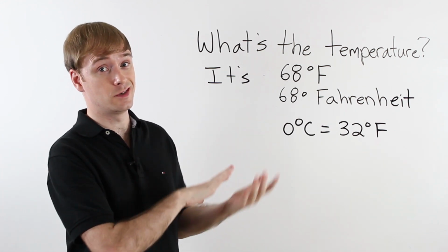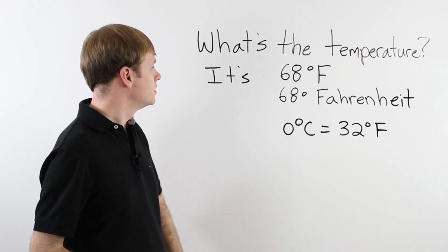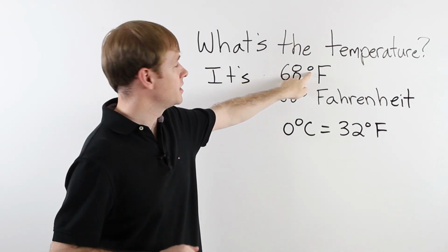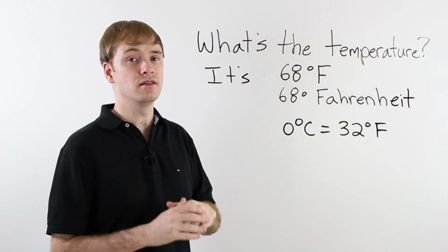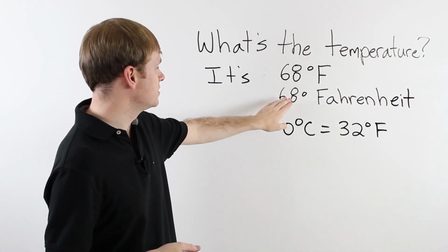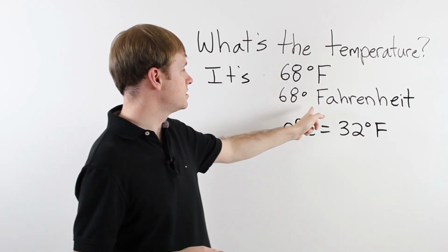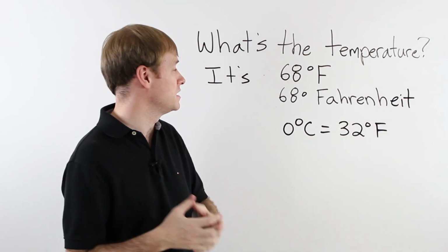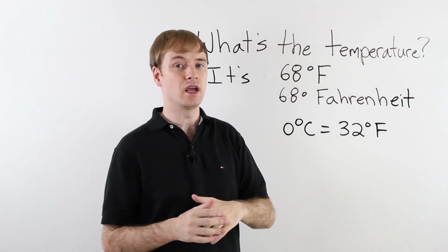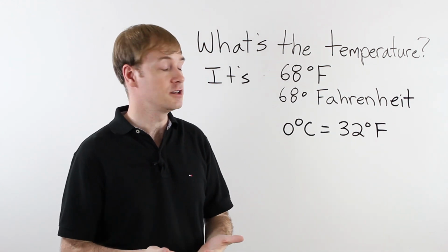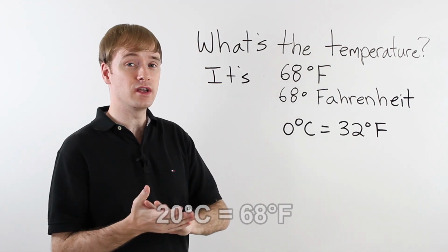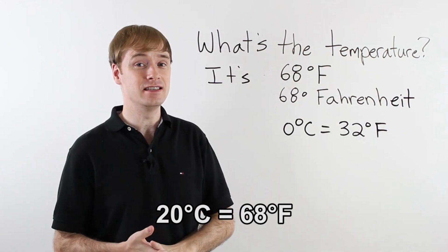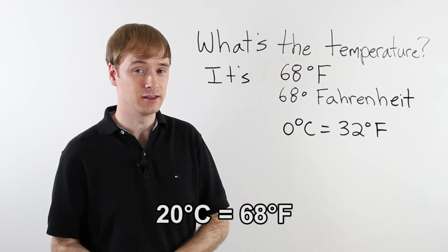What's the temperature outside? It's 68 degrees, that's the same, F. Instead of C, they're going to use an F. And that's 68 degrees. This is the spelling. Oh, it's very difficult to spell, even for me. Fahrenheit, okay? We pronounce that Fahrenheit. So 20 degrees Celsius is the same as 68 degrees Fahrenheit.